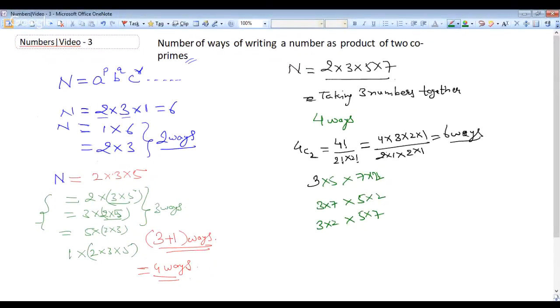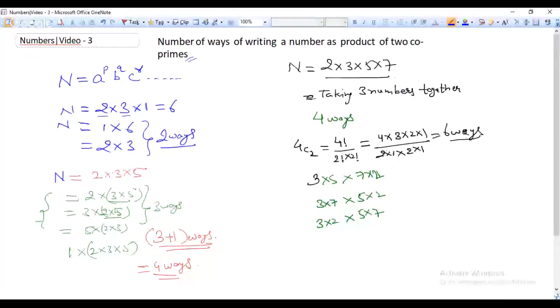But if we take another number, these two are in groups. Let's take another number. If we take another two, if you notice in this, all the groups with 5 have been taken. 5 has been taken with 3, 7, and 2. So there are no other possibilities. So we have only three ways to represent it.